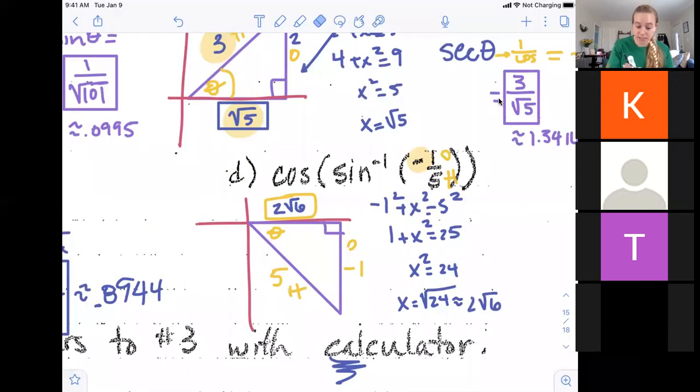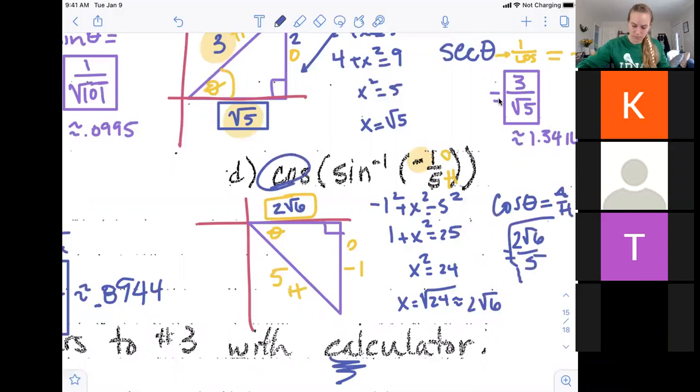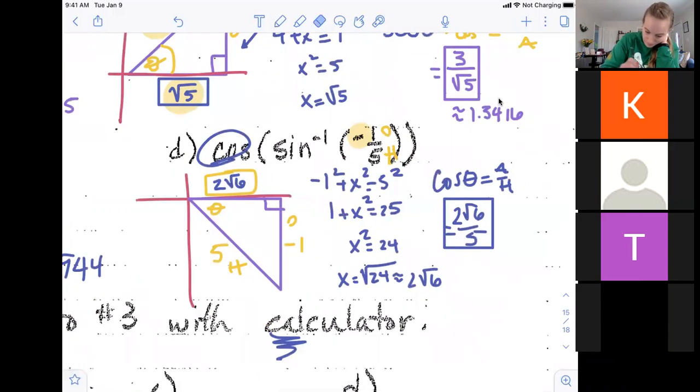Okay, I had to find that missing side because I need to do cosine. And cosine of the angle is going to be adjacent over hypotenuse. So in our case, it's going to be 2 root 6 over 5. And I can do that in my calculator to find out what its exact decimal is. Two root 6 divided by 5 is 0.9798.